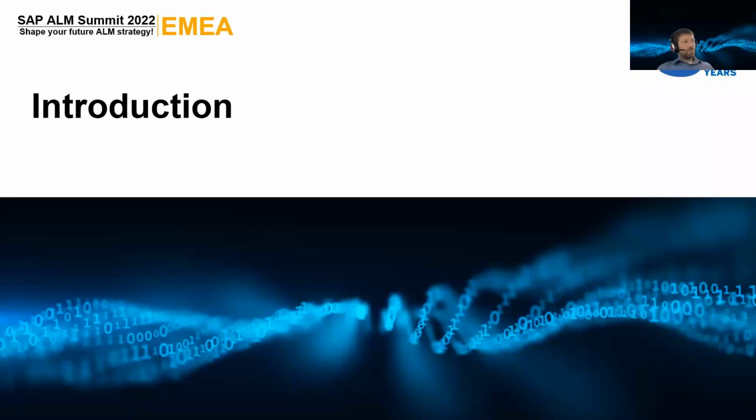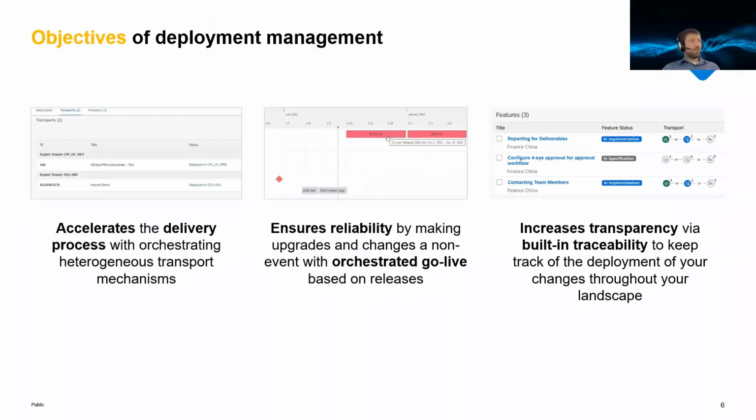All right, coming to the introduction. So what are the objectives of deployment management, mainly in SAP Cloud ALM, but in general? First of all, we would like to speed up the delivery process. That should be done by orchestrating heterogeneous transport mechanisms. Different SAP solutions have different deployment and transport mechanisms, and that's what we would like to orchestrate with SAP Cloud ALM. By that, we would like to facilitate and accelerate the delivery process.